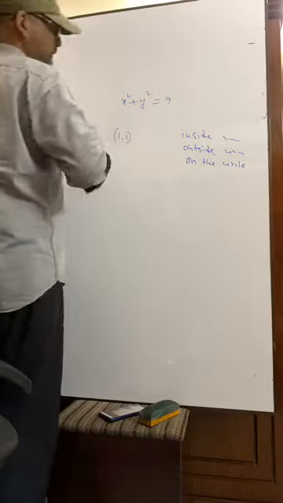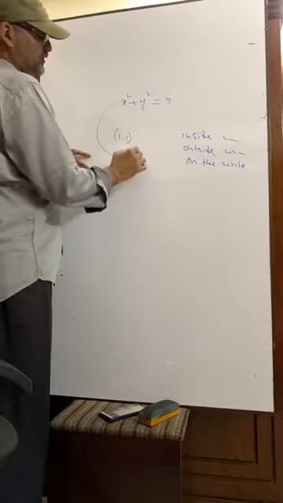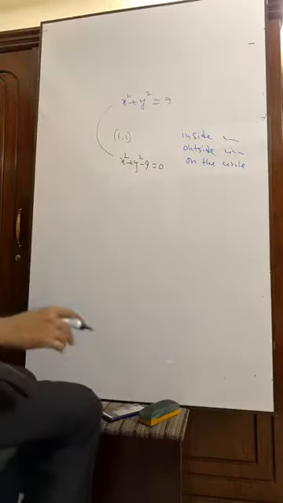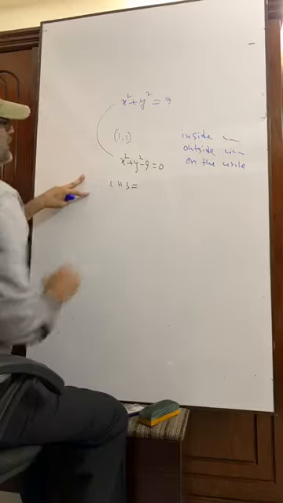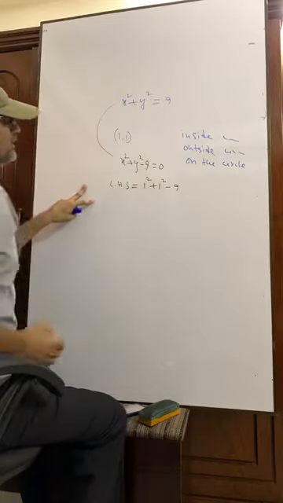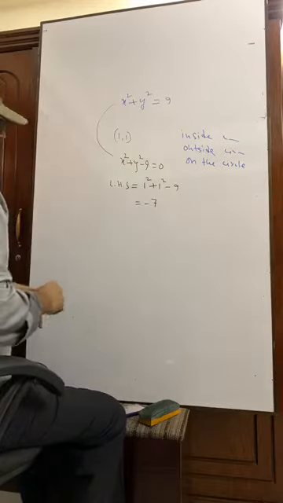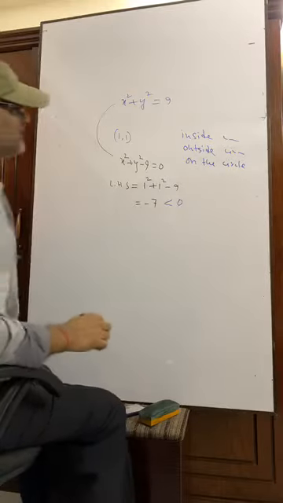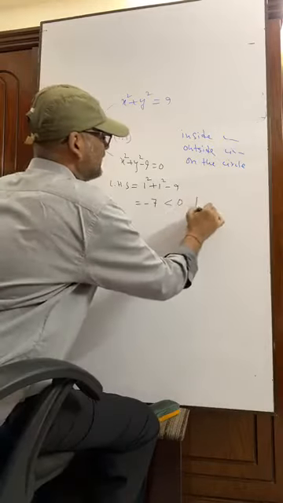What will you do? You will just write down here x square plus y square minus 9 equals to 0. It is your first duty. Then you put (1, 1) in the left hand side. 1 square plus 1 square minus 9 equals to what? 2 minus 9, that is minus 7. That means it is less than 0. If it is less than 0, then the answer is inside the circle.